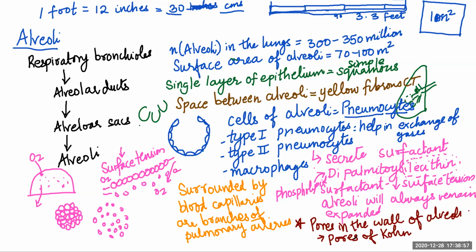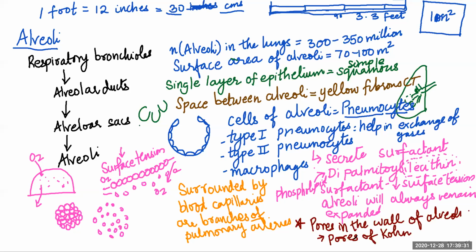There are two basic types of cells in alveoli called pneumocytes: type 1 pneumocyte and type 2 pneumocyte. Type 1 pneumocyte helps in exchange of gases. Type 2 pneumocytes help in secreting a surfactant called dipalmitoyl lecithin, that is, lecithin with two palmitic acids. It's a phospholipid which reduces the surface tension. Surface tension is the force of attraction between the surface molecules of any fluid. Here we are talking about water. Because the surfactant breaks the surface tension, alveoli will always remain expanded.